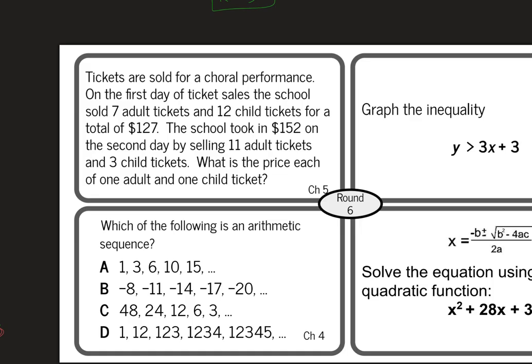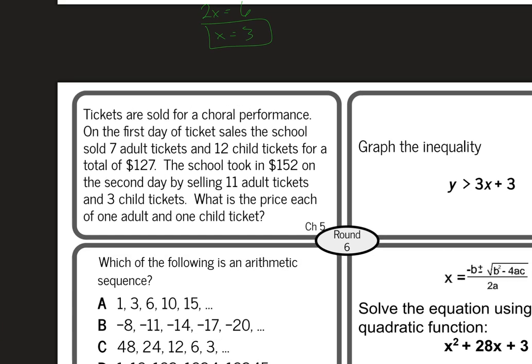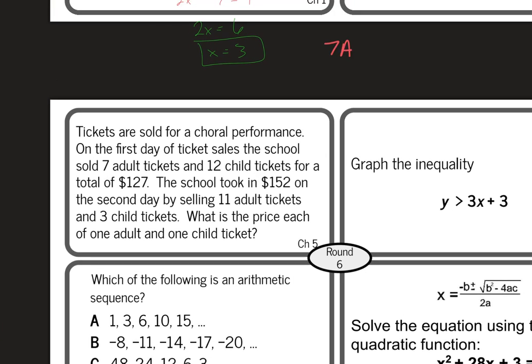Tickets are sold for a choral performance on the first day. The school sold 7 adult tickets. So let's see, we got 7 adult tickets and 12 children tickets for a total of $127.